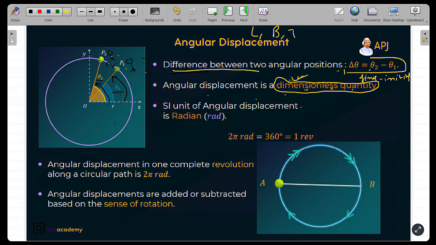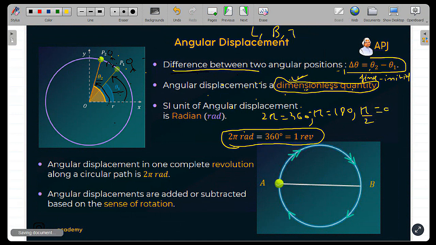The SI unit is radian. Now radian, you all know what is radian. 2 pi radian is equal to 360 degrees. This conversion everybody should remember. 2 pi is equal to 360, pi is equal to 180, pi by 2 is equal to 90. This is the conversion between radian and degree. These conversions all of you should remember.